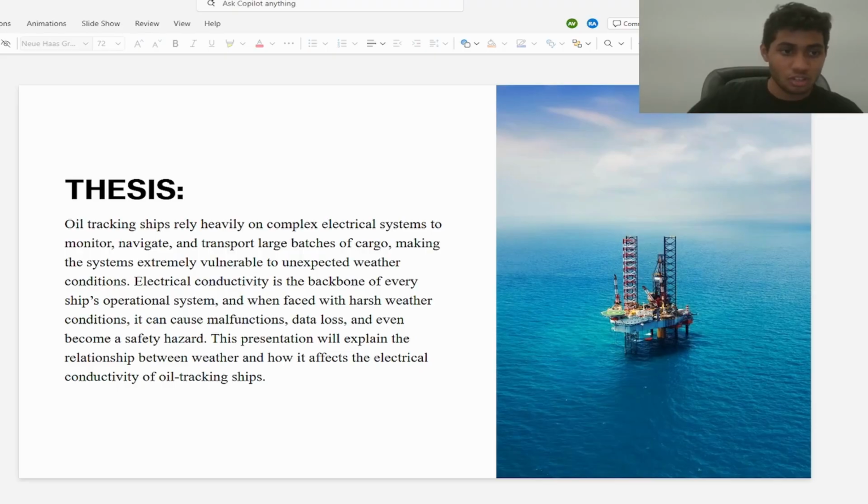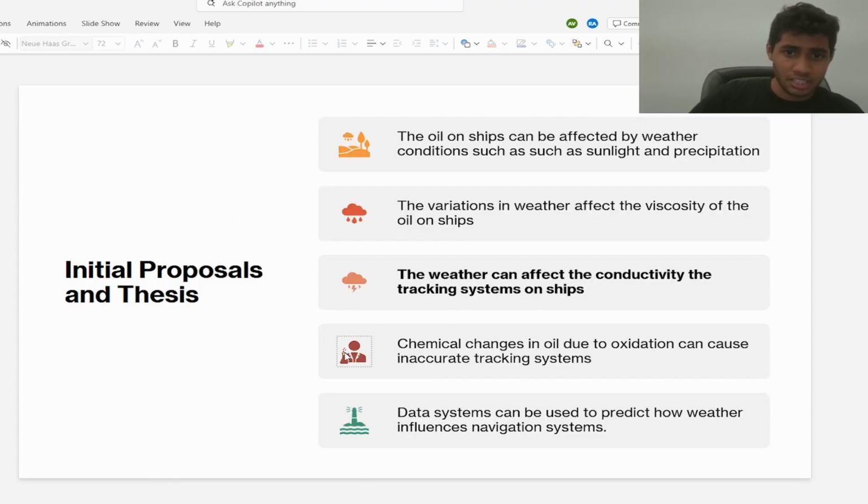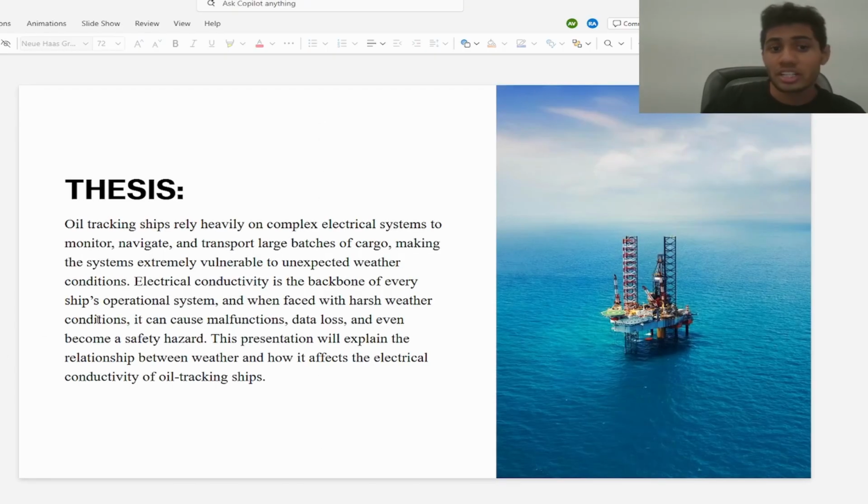And so our thesis, the weather can affect the connectivity and tracking systems on ships, was: oil tracking ships rely heavily on complex electrical systems to monitor, navigate, and transport large batches of cargo. And these systems are really vulnerable to unexpected weather conditions. Electrical conductivity is the backbone of every ship's operational system. And when we are faced with harsh weather conditions like harsh rainfall, hurricanes, or any other kind of bad weather, it can cause malfunctions, data loss, and even become a safety hazard. And this presentation will explain the relationship between weather and how it affects the electrical conductivity of oil tracking ships.